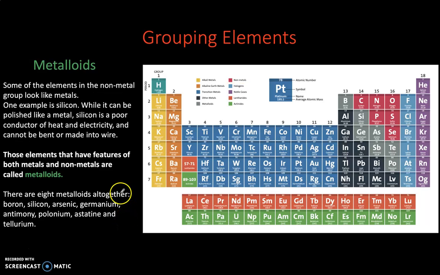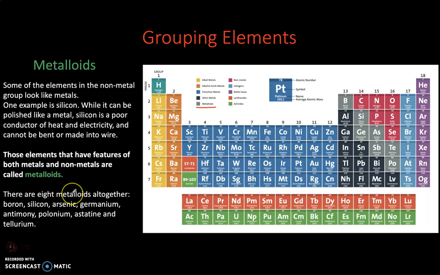Our metalloids, which are my grey ones here, okay, so along here. Some of the elements in the non-metal group look like metals. One example is silicon. While it can be polished like a metal, silicon is a poor conductor of heat and electricity and cannot be bent or made into a wire. Those elements that have features of both metals and non-metals are called metalloids, and they can exist in various forms like solids, liquids, gases as well. So they blur the line between non-metals and metals depending on what characteristics they have.